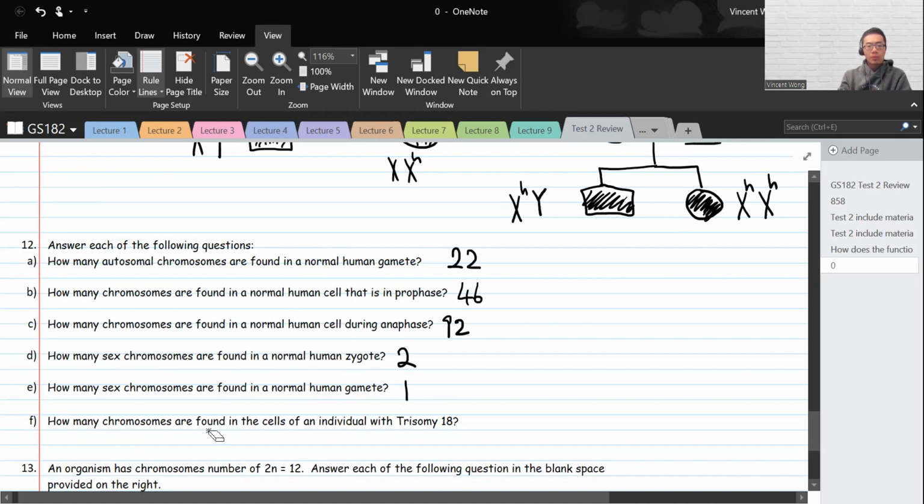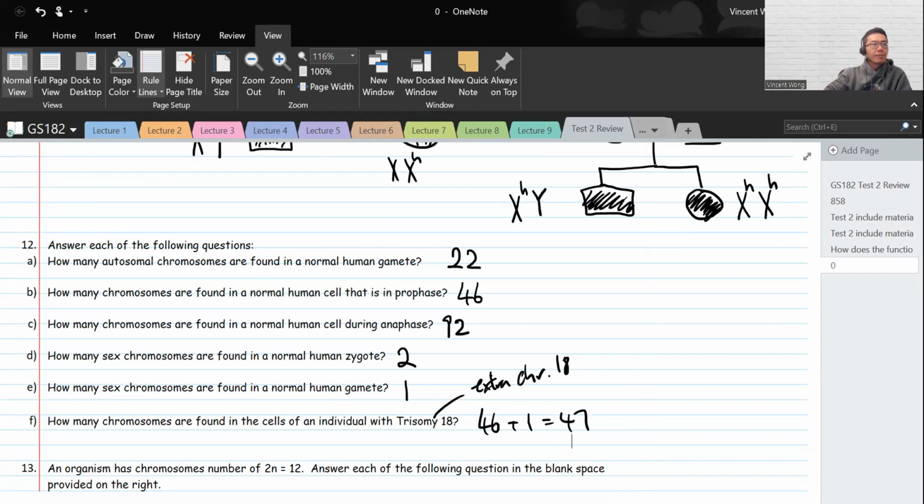How many chromosomes are found in the cells of an individual with trisomy 18? Normally there are 46 chromosomes, but this is trisomy 18. That means there's an extra chromosome 18, so that's going to be 46 plus the extra one, 47.